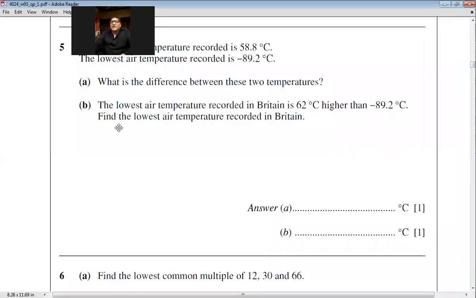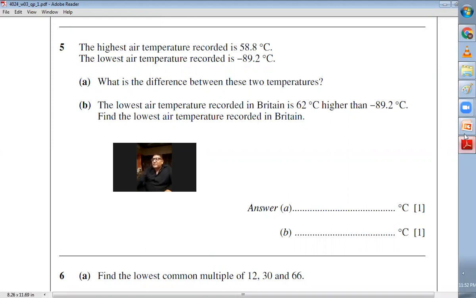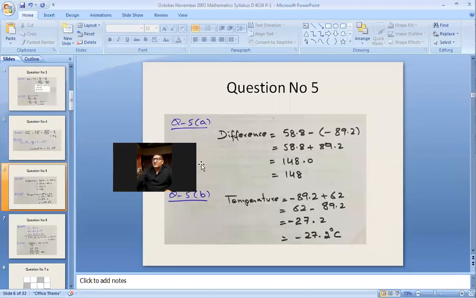And the next part is, he says the lowest air temperature recorded in Britain is 62 degrees centigrade higher than minus 89.2. So find the lowest air temperature recorded in Britain. So minus 89.2 plus 62. So let's check what's the answer. I've done this on a paper. Let me show you my answer.